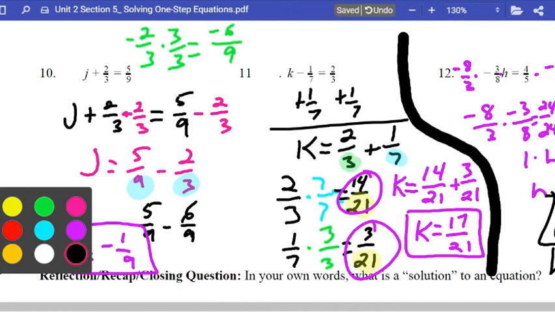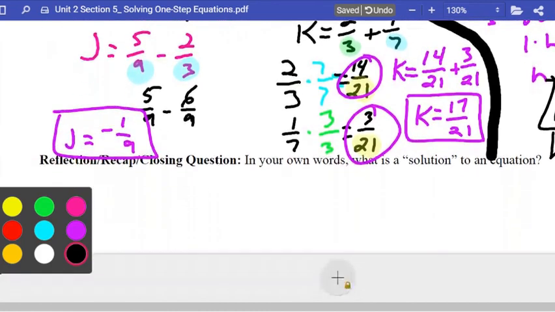That's it for today. You should recap by saying in your own words what is a solution to an equation. Remember, if you need to, you can go back and look at my definition earlier.